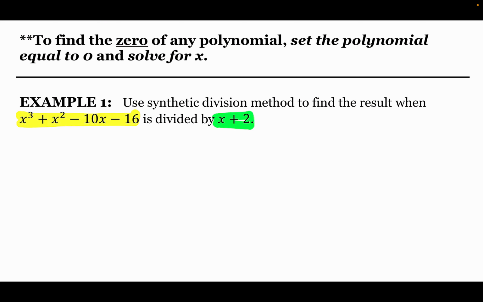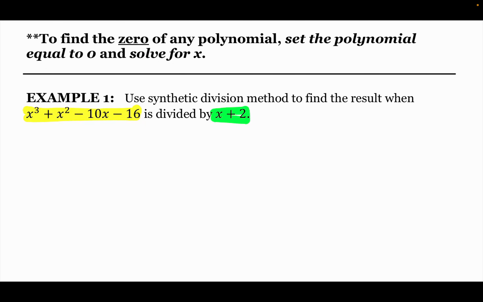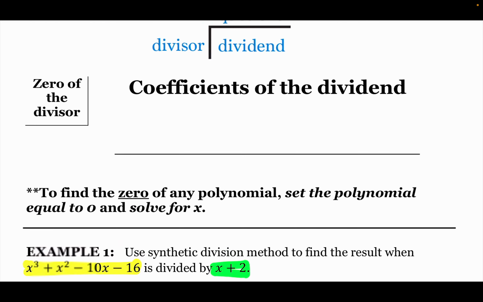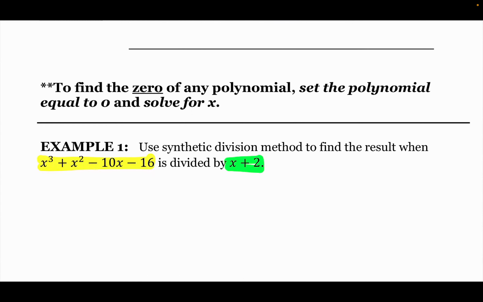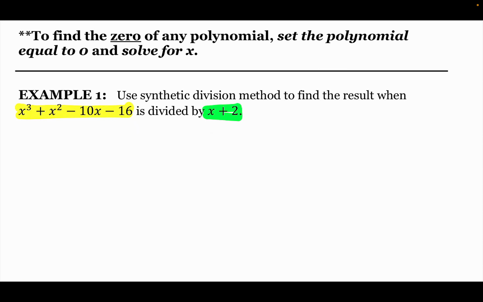But I'm going to show you a different method. So the first thing we're going to do is find the 0 of the divisor. Okay, so let's go back. Which one is the divisor? The divisor is the one that went in front of the house. So which one is that? Is that the yellow or is that the green? The green, right? So this guy is the divisor. This guy is called the dividend.